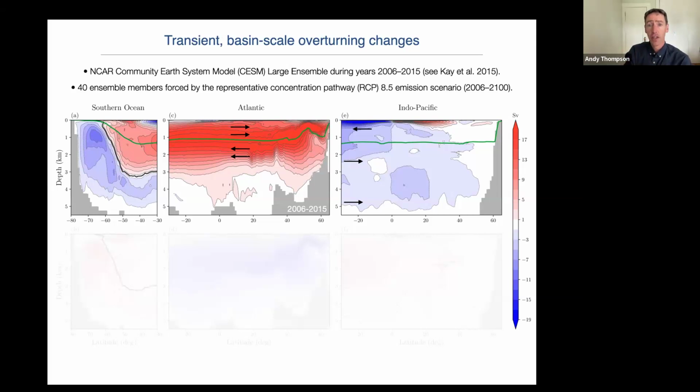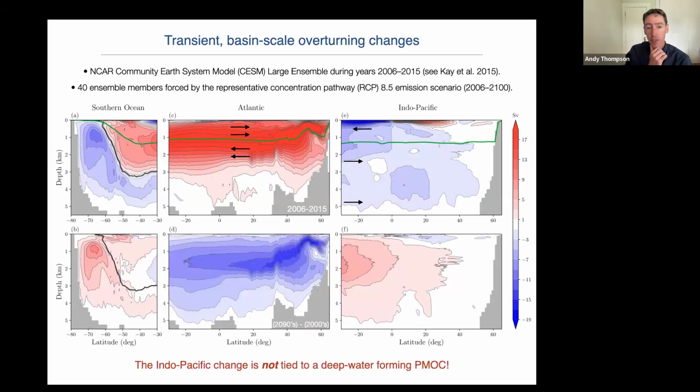And now what we're going to do is look at the perturbation following the RCP 8.5 emission scenario over the last century. And so as I move to this next slide here, what you're looking at in the lower panels now is actually the perturbation in the stream function. So it still has units of volume transport, but we're showing that in both the Atlantic, which is the middle panel, and the Indo-Pacific basins, looking at the difference between the 2090s and the 2000s.